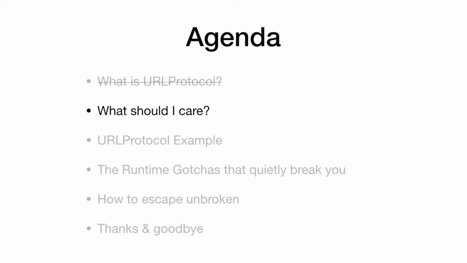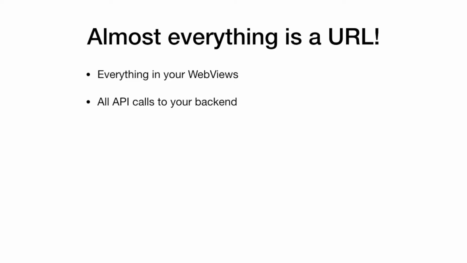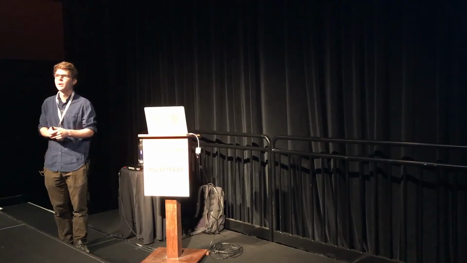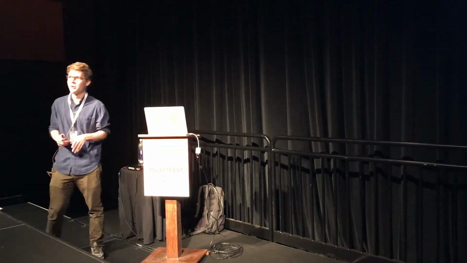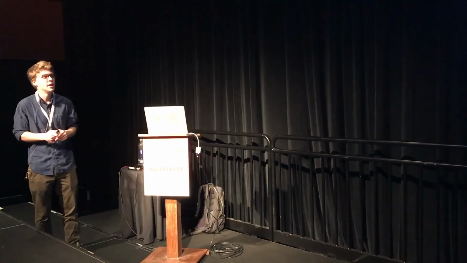And why should we care? Well, a lot of stuff is a URL in your application. Stuff in your web views, API calls to your backend, if you're loading files, if anybody's here writing caches, by the way, at all, or I can't find anyone writing caches anymore. And all the third parties that you add to your applications who end up calling home.